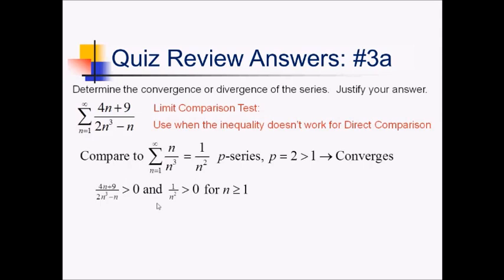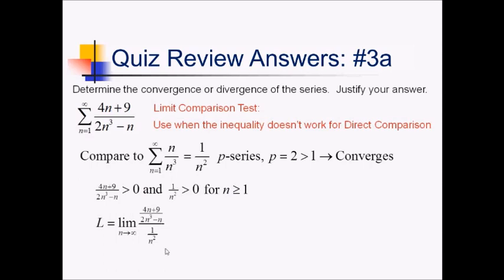Now that I've done that, I'm going to take the limit of the ratio between my original function and my comparison series here. So I have the limit as n approaches infinity of all this stuff divided by 1 over n squared. You could use n over n cubed down here, but I usually like to use the most reduced version so I don't have to do any more algebra than I need to later on.